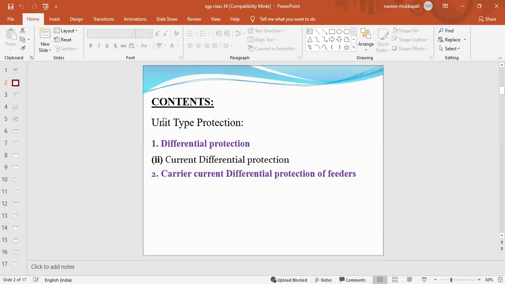Why? Because by using different types of protection we improve the reliability of the protection schemes. That's why giving separate protection for the feeder line is one of the major considerations in feeder systems.